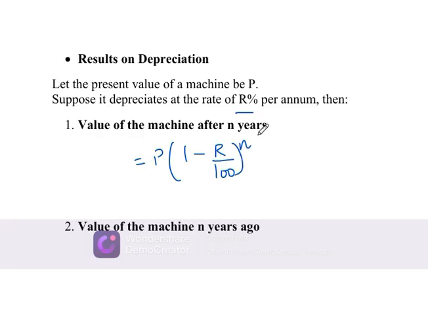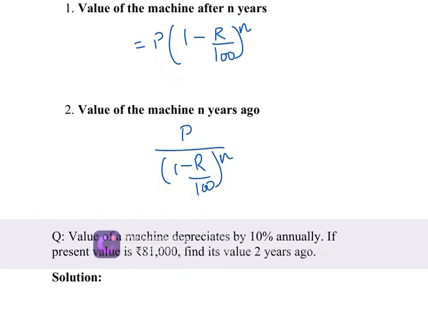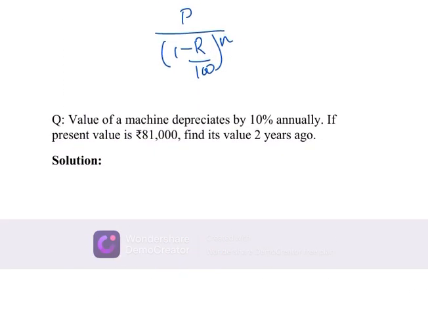Now the reverse question: you need to find the value n years back when the future price is given. In that case, again the same concept, P divided by the factor, 1 minus R by 100. This factor will come in division. So these are the two formulas that you can use directly to find the value of the machine without going through the concept. Now the value of a machine depreciates by 10%. Present value is given, you have to find the value 2 years ago. So this is a reverse question.